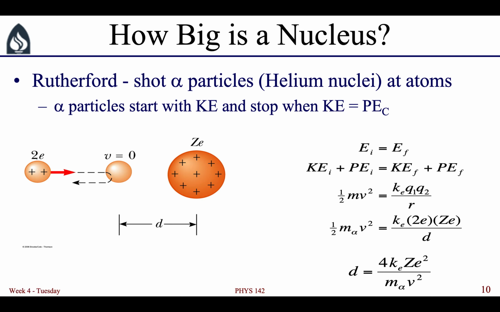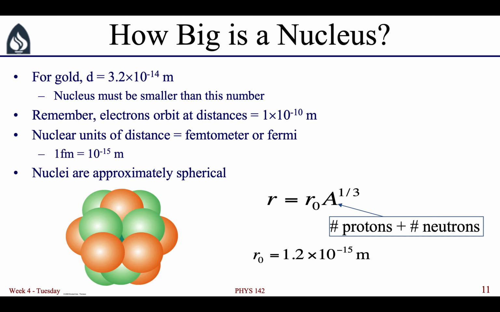So by using this technique, Rutherford was able to set an upper bound on what the size of the gold nucleus could be. Now for gold, he was able to get an experimental value of 3.2 times 10 to the minus 14 meters, which means that the nucleus must actually be smaller than this number. And this is kind of a surprising result if you think about the size of an atom. Electrons tend to orbit at distances of 1 times 10 to the minus 10 meters, so quite a few orders of magnitude greater than 10 to the minus 14 meters.